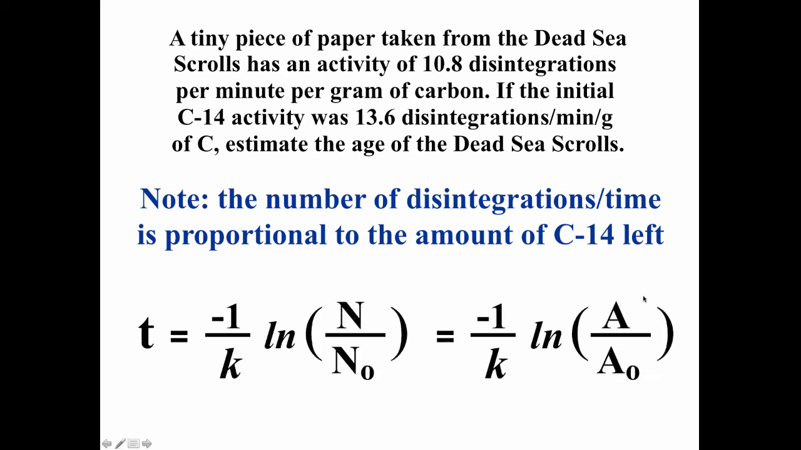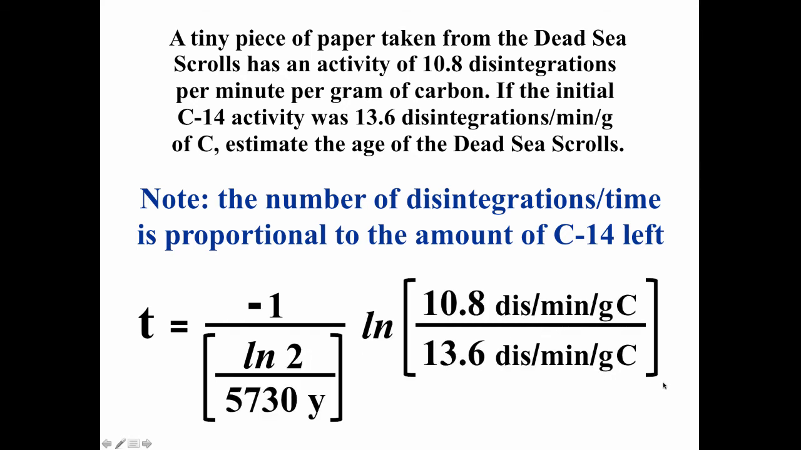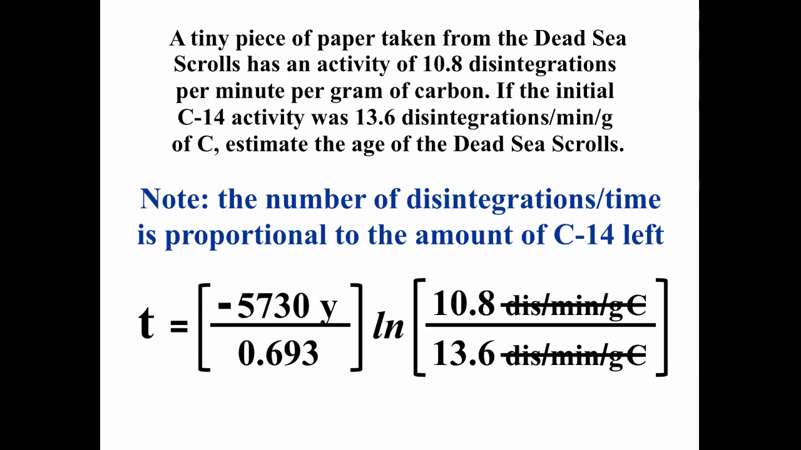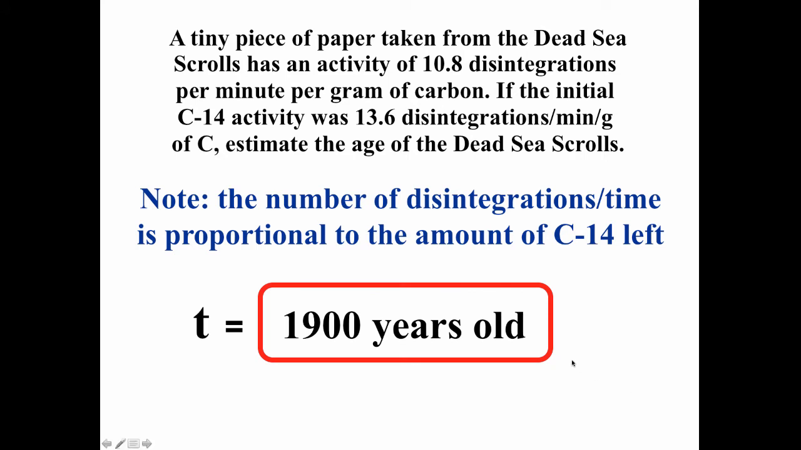So we do our calculation in the same way we've done it before, but since amount is proportional to activity, we can use the ratio of activities. There's our setup and calculation, reworking it just a little bit and canceling stuff out, and then the result. So the plants that made up the material of the Dead Sea Scrolls died almost 2,000 years ago.